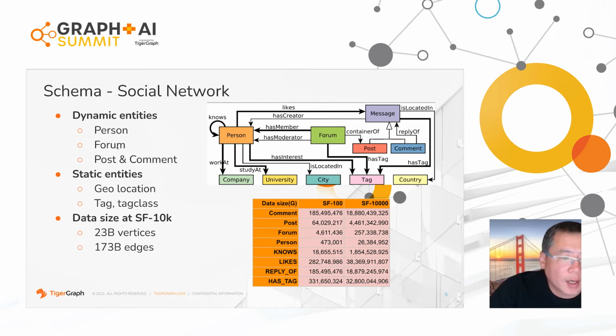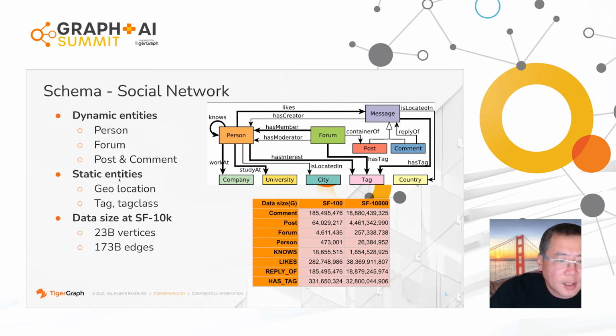I initially have 10 forums, and with the time elapsed, I may have 20 forums or 5 forums based on the insertion and deletion of the batch updates. And also posts and comments evolve with time. That's why we call those entities dynamic. Their cardinality is changing with the time dimension. We also have static entities in this graph.